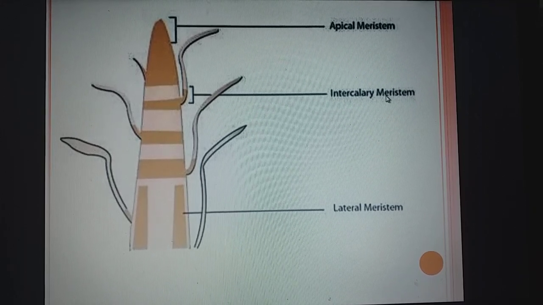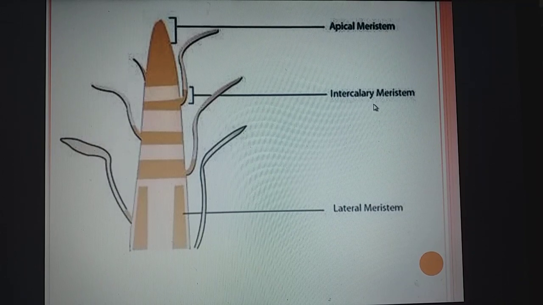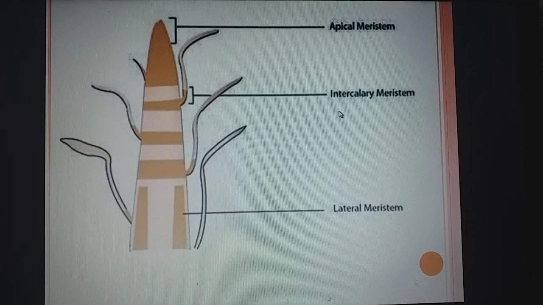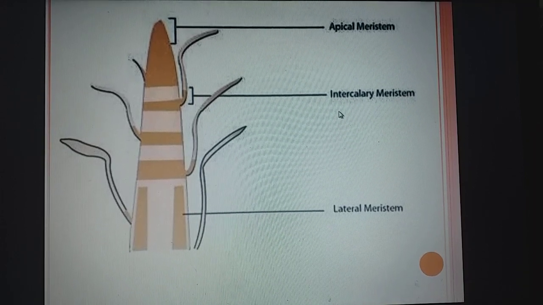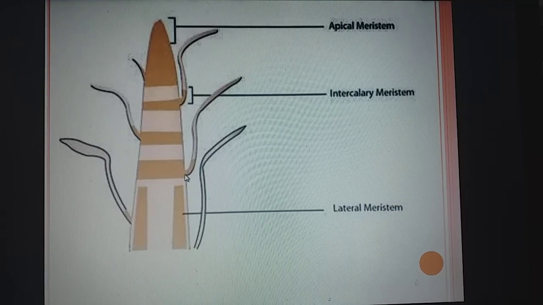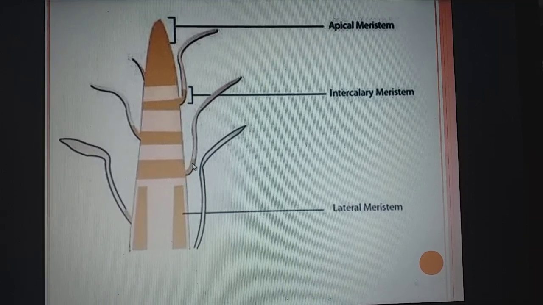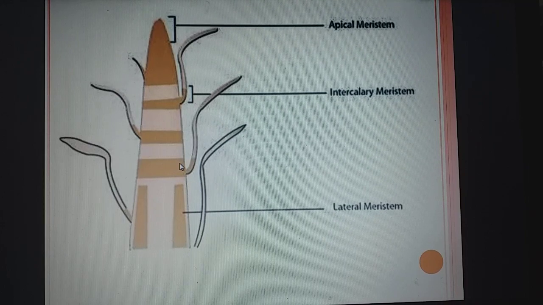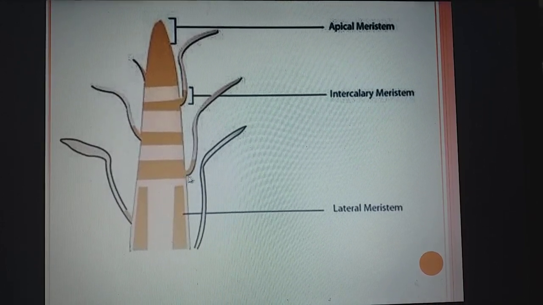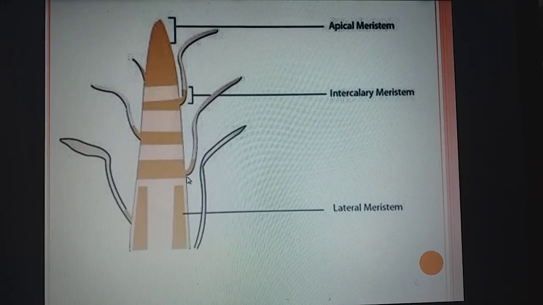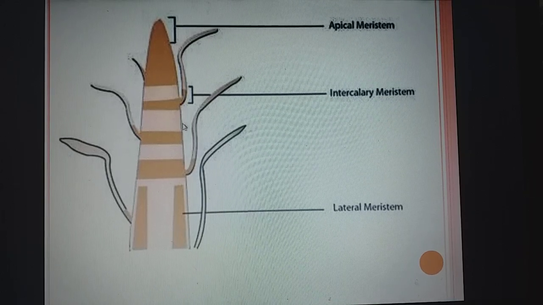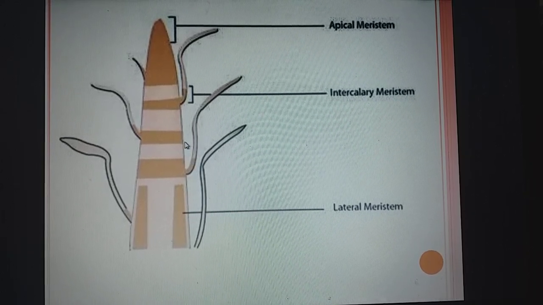Next is intercalary meristem. Intercalary meristem is present at the nodes and internodes. Now you must be thinking, what is a node and what is an internode? A node is the place from where the leaves or the branches arise, and the place between two nodes is known as the internode.